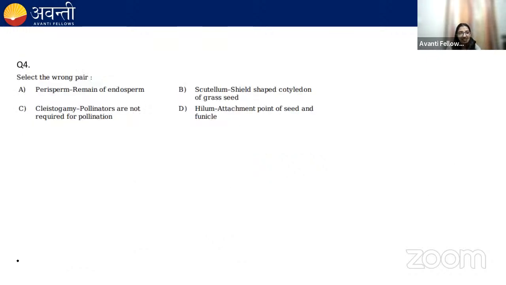Moving to next question. Select the wrong pair. A is perisperm, remain of endosperm. B is scutellum, shield-shaped cotyledon of grass seed. C is cleistogamy, pollinators are not required for pollination. D is hilum, the attachment point of seed and funicle. You have to select the wrong pair. What do you think? What will be the correct option?